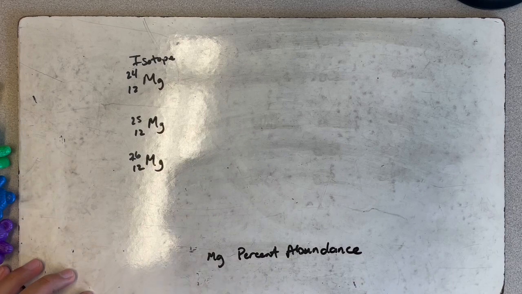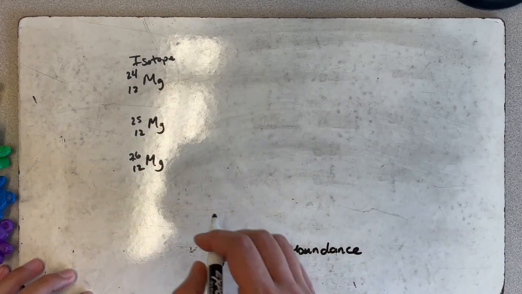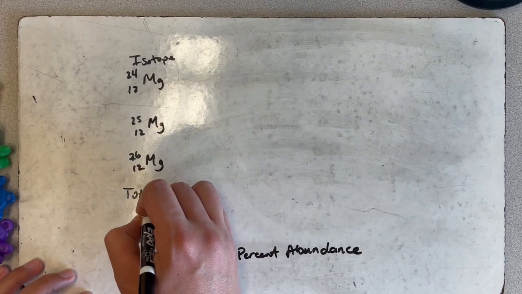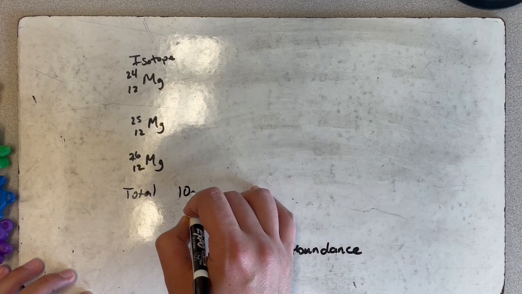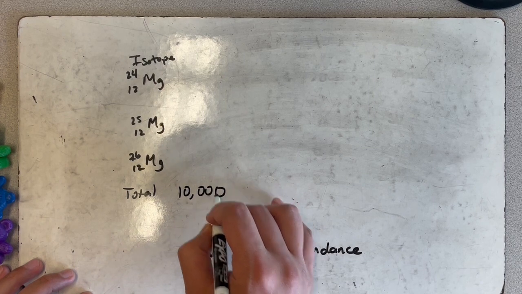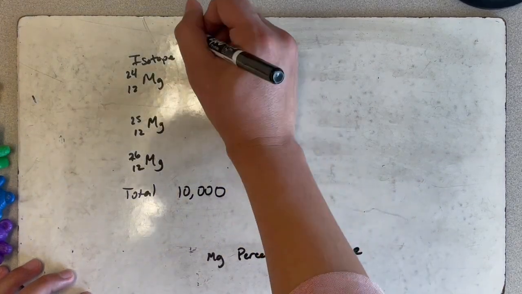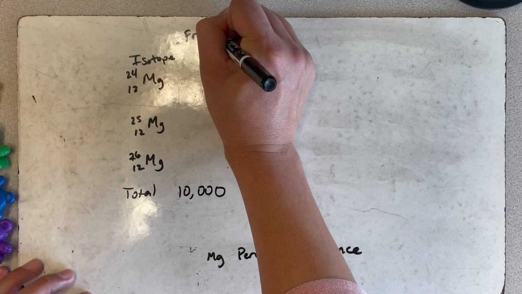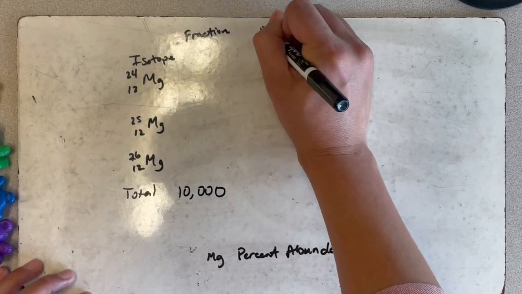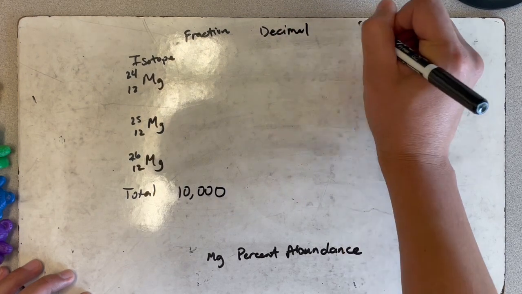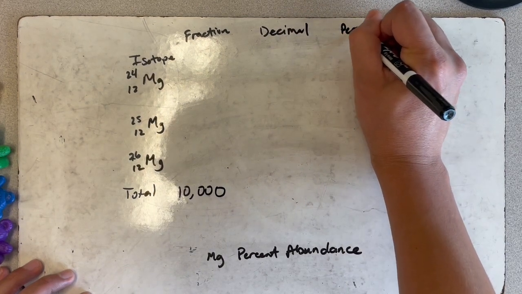And so if my sorting machine is doing its job, then what it's going to do is count out a total of 10,000 atoms of magnesium. And so what I'm going to do is try and figure out what the fraction is, and then I can turn that into a decimal, and then finally turn that into a percentage.